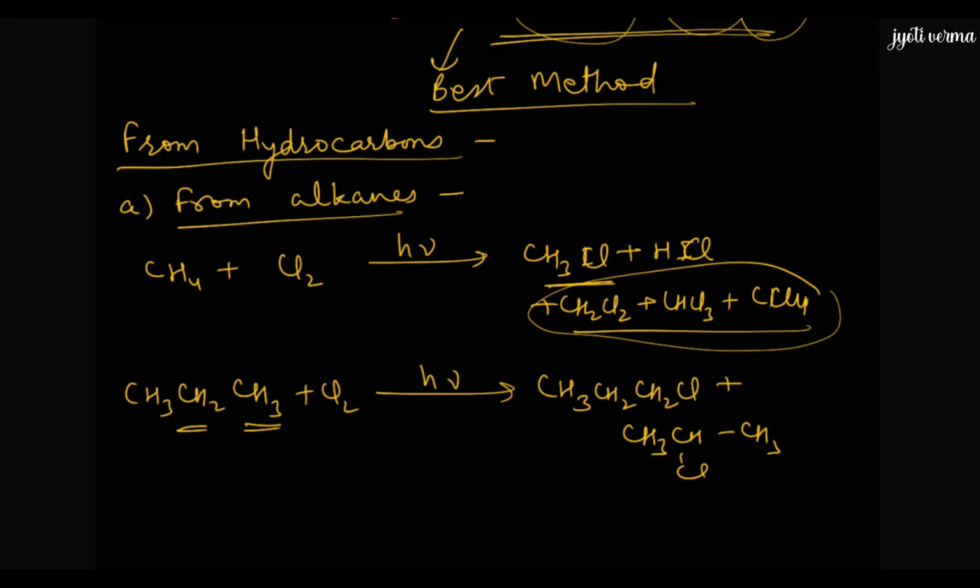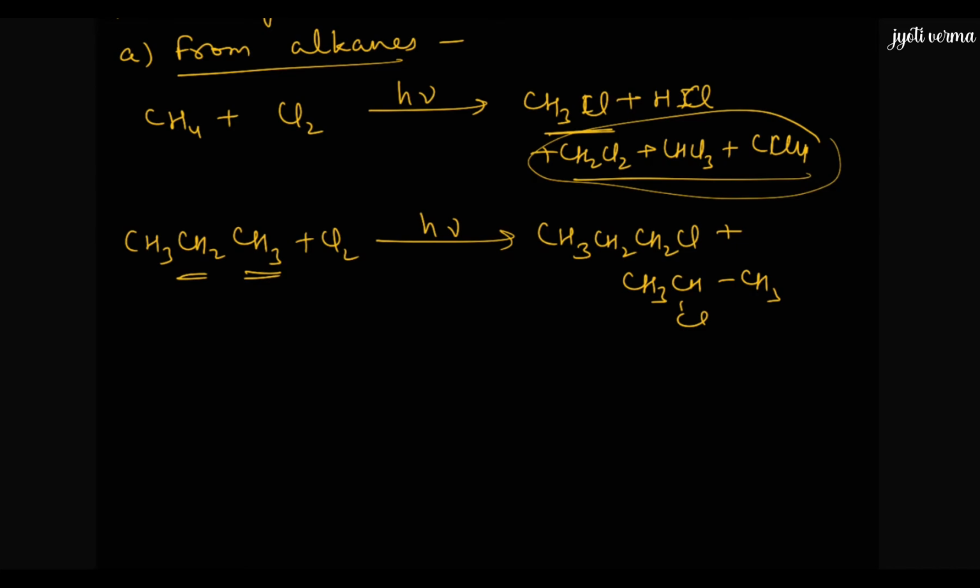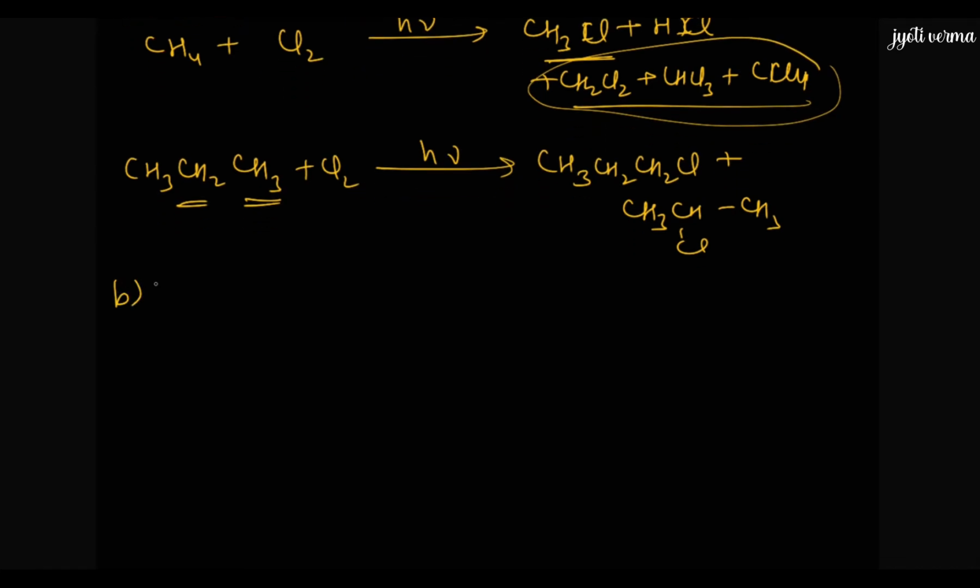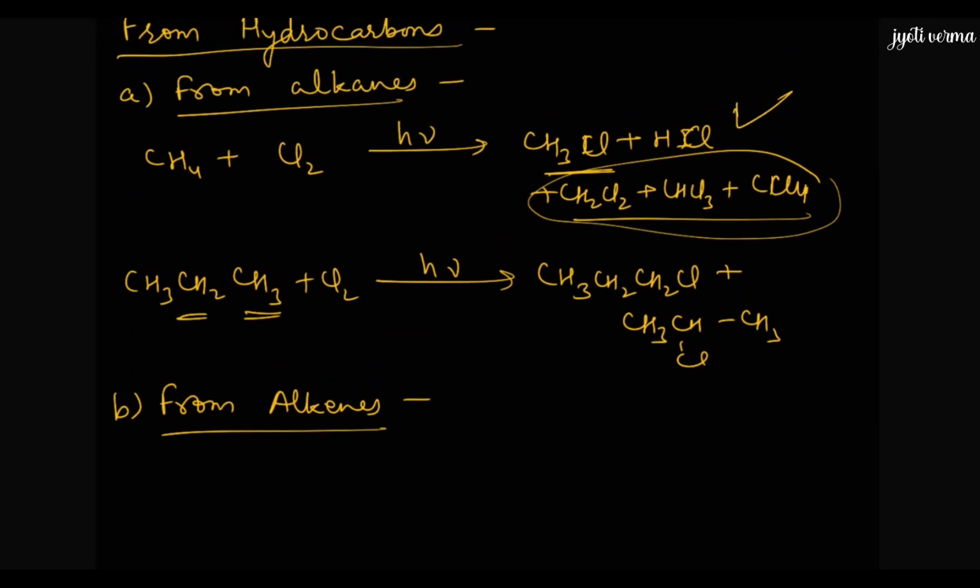Now we can prepare alkyl halides from alkenes also. Next is from alkenes. How can we get alkyl halides from alkenes? By the addition reaction. This was an example of substitution reaction. Which type of substitution? Free radical substitution, because it was taking place in presence of sunlight. So taking place by the homolytic cleavage of the bond.